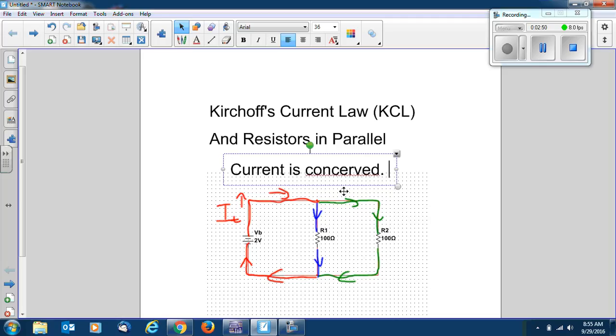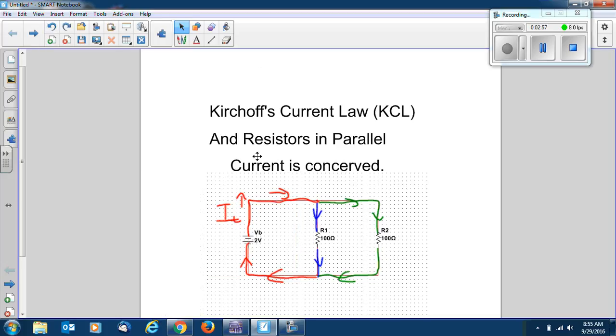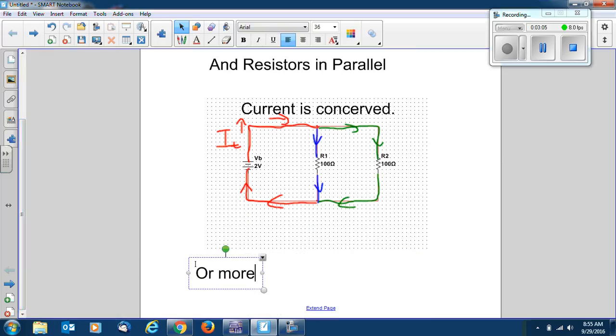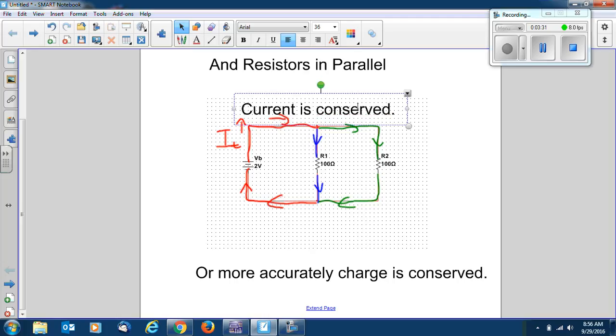Or it is far more accurate to actually say that it's charge that's conserved. Charge cannot be created, it cannot be destroyed, it's conserved. So I'm gonna put that one: or more accurately, charge is conserved. I'm not sure that's how you spell this word. Yeah, that's right. Okay, there we go. So charge cannot be created, it cannot be destroyed. Well, we know that because if we try to destroy an electron, we need an outright nuclear reaction to do that.